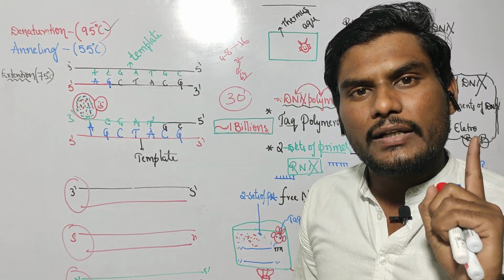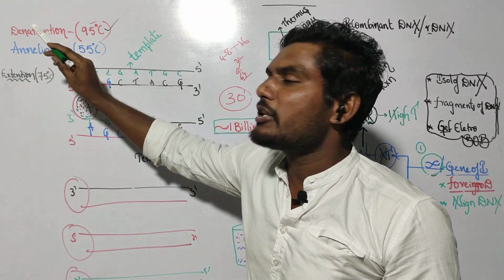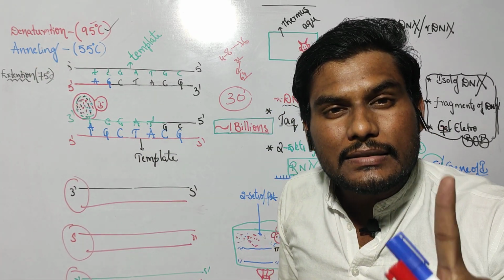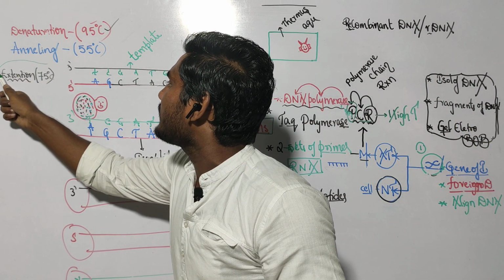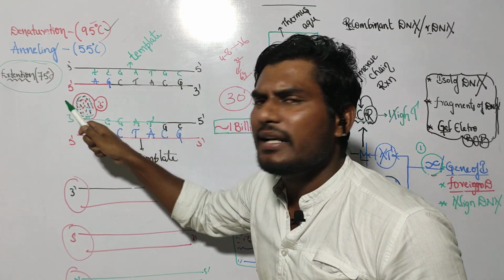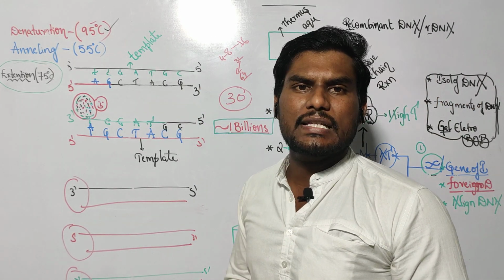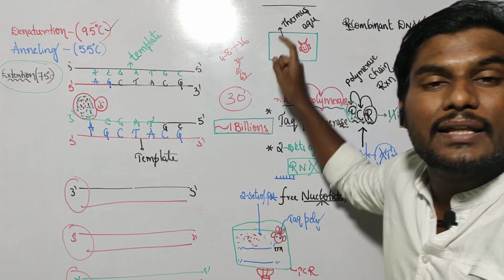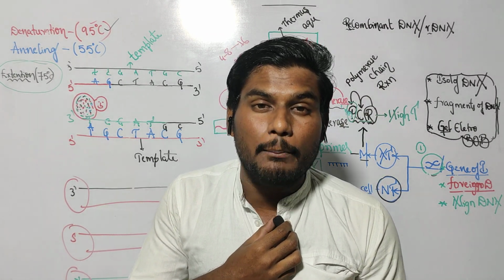In NEET, most of the time they ask to arrange the steps or events in the PCR technique: denaturation followed by annealing followed by extension. The enzyme Taq polymerase is functional in which event? Extension event only, where the enzyme comes and extends the primer. Remember the temperatures: 95, 55 and 75 degrees Celsius. The enzyme Taq polymerase is extracted from the bacteria Thermus aquaticus, which is a thermophilic bacteria.